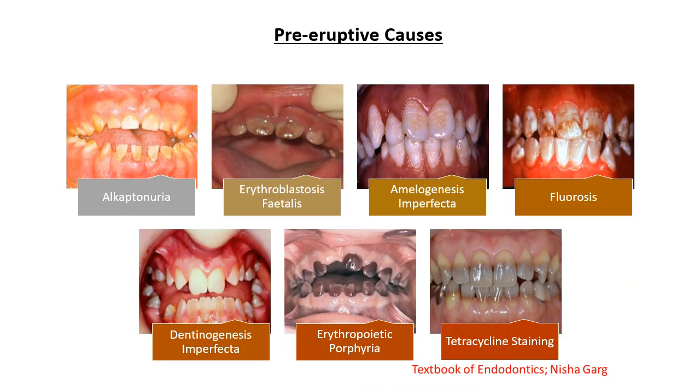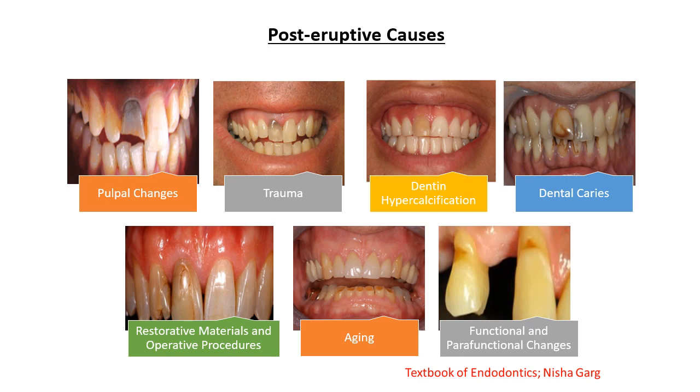The pre-eruptive causes could be alkaptonuria, erythroblastosis fetalis, amelogenesis imperfecta, fluorosis, dentinogenesis imperfecta, and erythropoietic porphyria, as well as tetracyclines. Post-eruptive causes could be pulpal changes, trauma, dentine hypercalcification, obviously in case of dentinal caries, then restorative materials and operative procedures, then aging, functional and parafunctional changes.